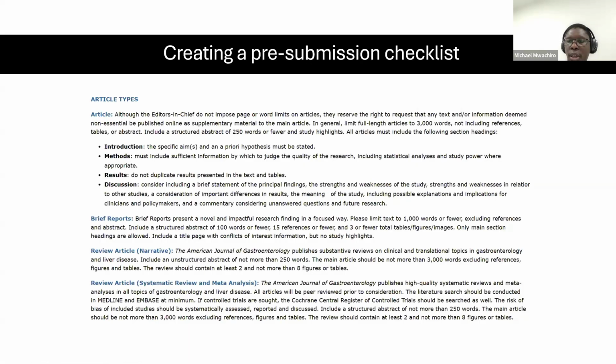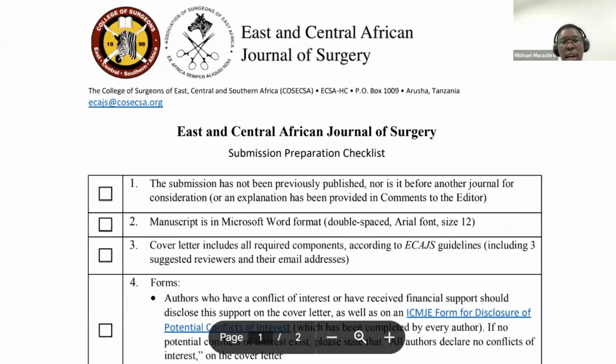And then once you do that, you can work on the areas that you've not met before you submit, because that reduces the amount of work that you will have to do once you get your paper back from the reviewers. COSECSA has a submission checklist for authors for our journal.